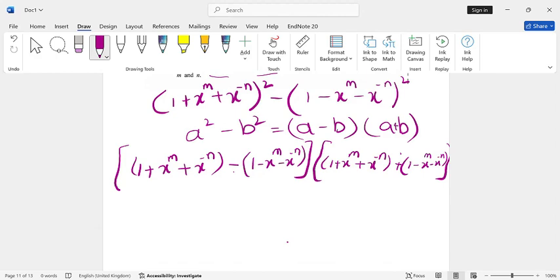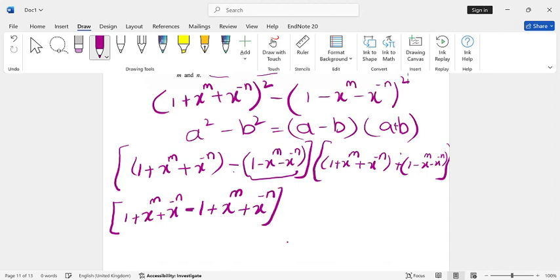Very carefully. So 1 plus x^m plus x^-n minus. So I am going to multiply minus with this whole term, it's only this whole term. So minus multiplied with positive 1, we have minus 1. Minus multiplied with minus, we get positive x^m. Minus multiplied with this minus, we get positive x^-n.